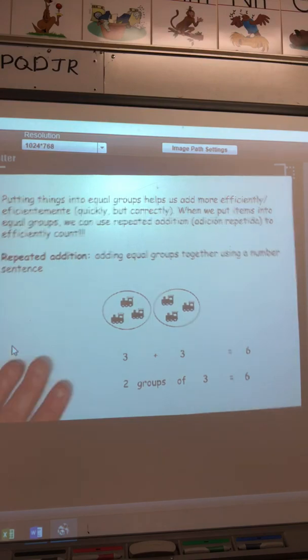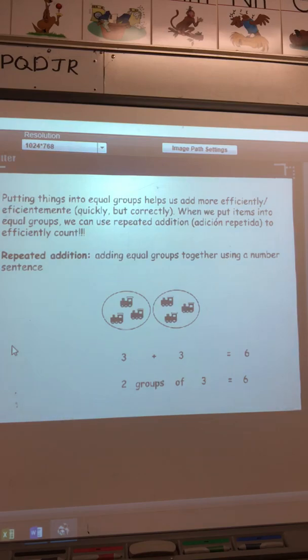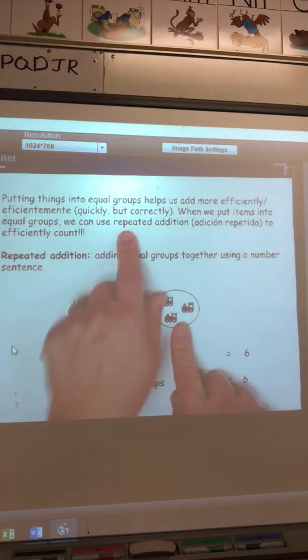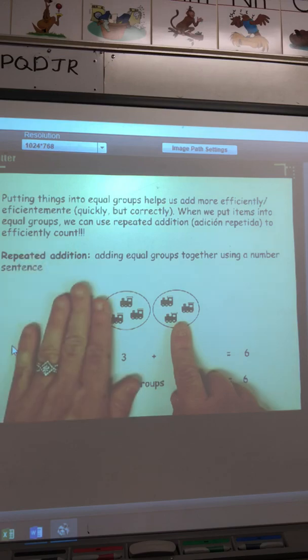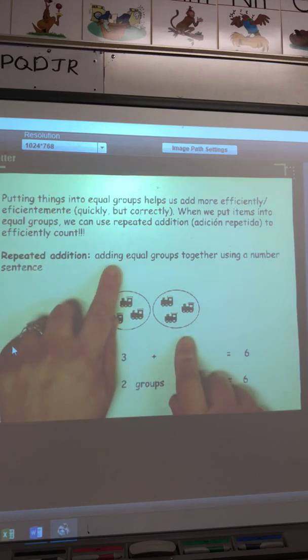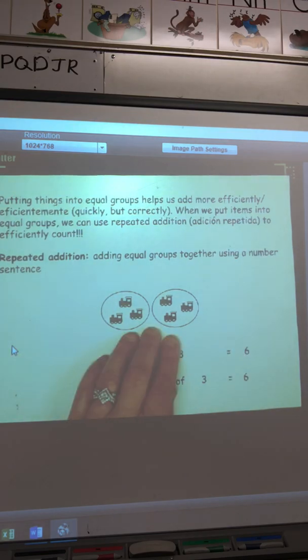All right, we are now back. You took some time and you practiced putting things into equal groups, and we do that, friends, because it helps us add more efficiently. Efficient, remember, means quickly but correctly. And when we put things into equal groups, we use something called repeated addition to efficiently count. We want to count quickly but correctly. And we use repeated addition, which is adding equal groups together using a number sentence. So what does that look like here?